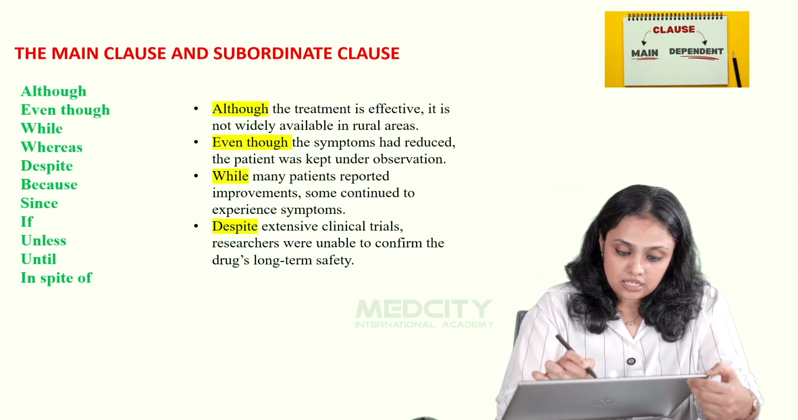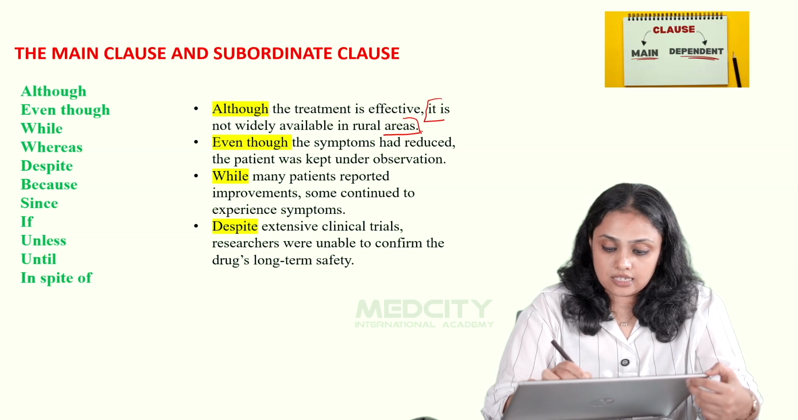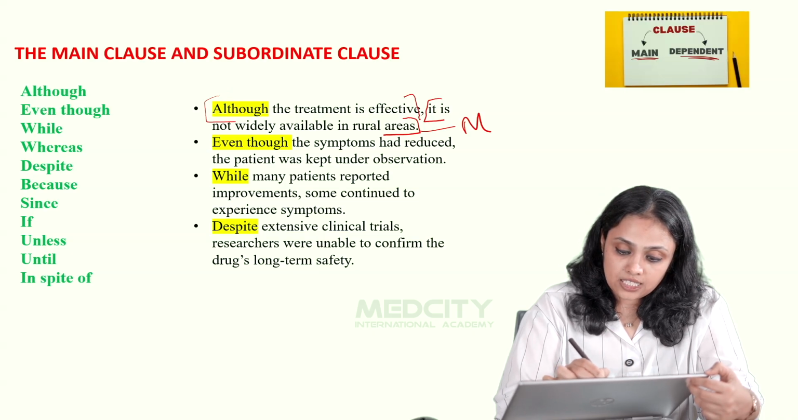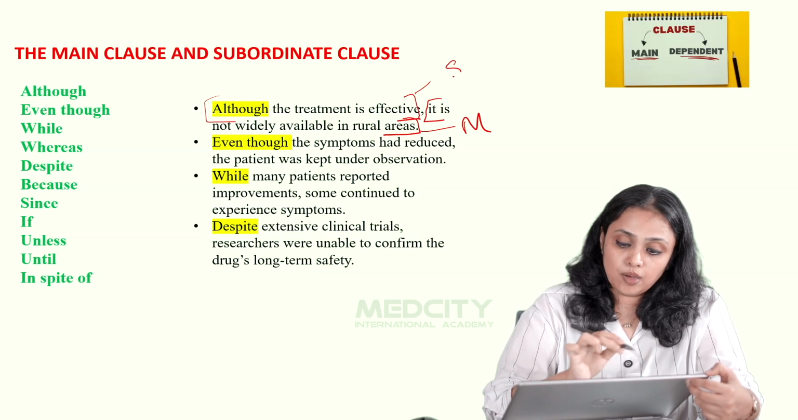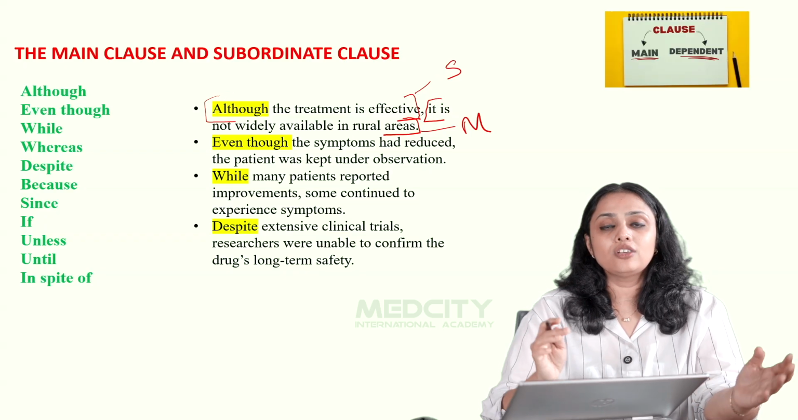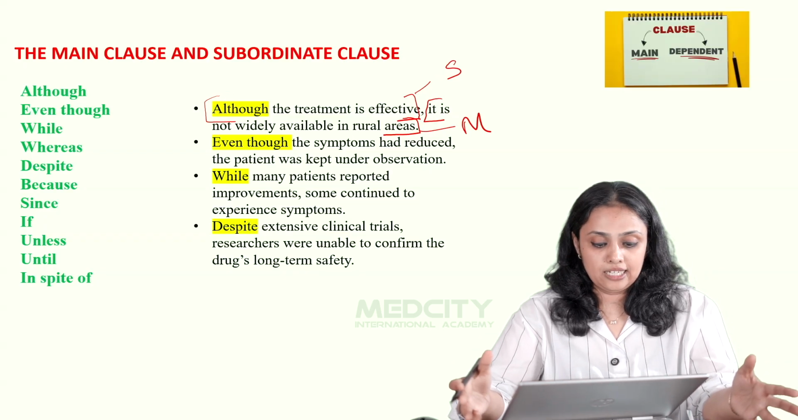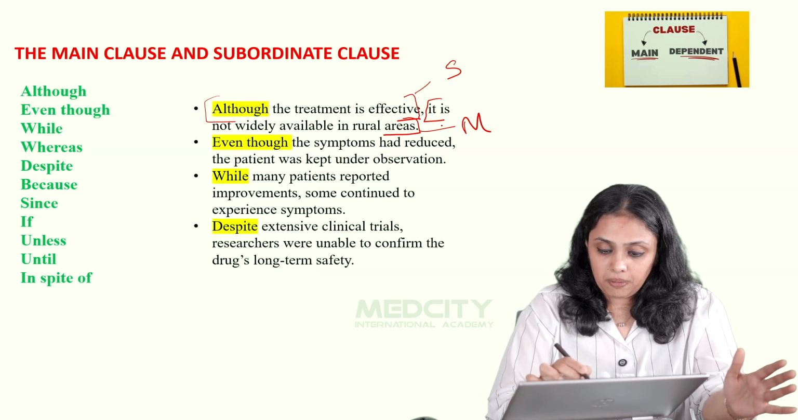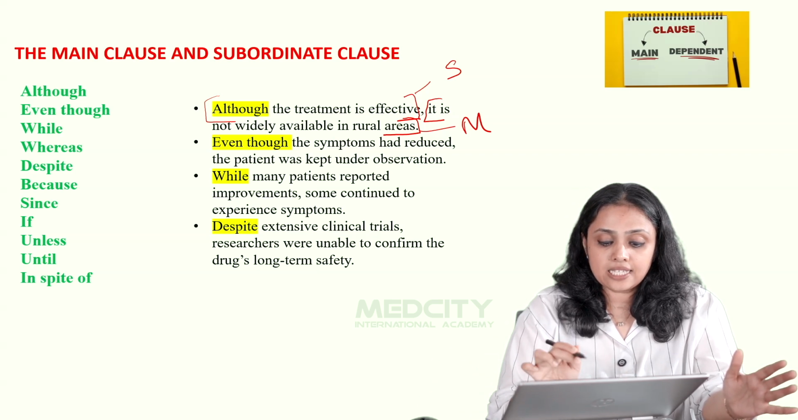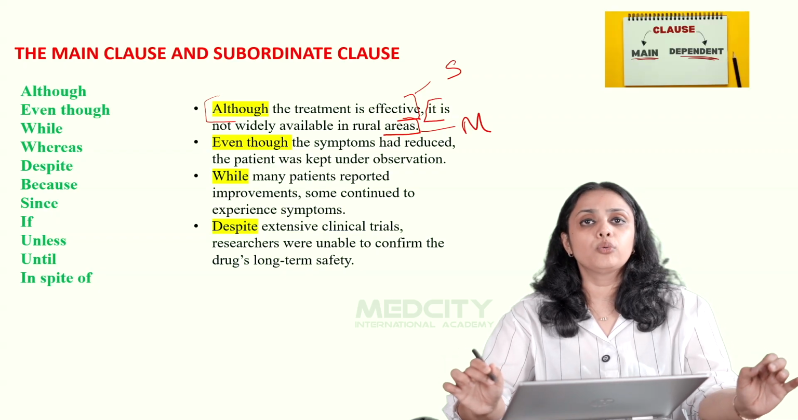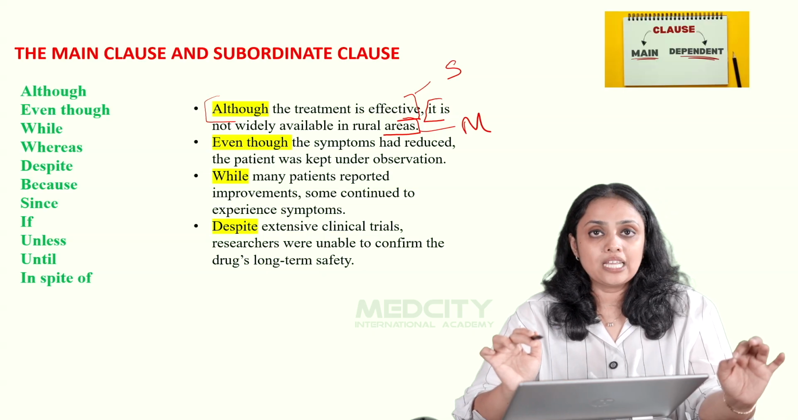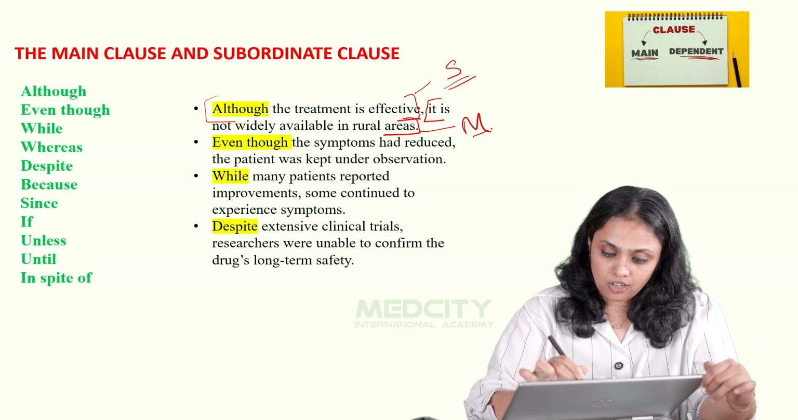So now this, it is not widely available in rural areas. This is the main clause. Although the treatment is effective, this is the subordinate clause. This subordinate clause cannot stand independently. Although the treatment is effective, no, the idea is not complete. But if you look at the second part, it's not widely available in rural areas. It's a complete idea. So we call this the main clause and the other one the subordinate clause, main clause and subordinate clause.